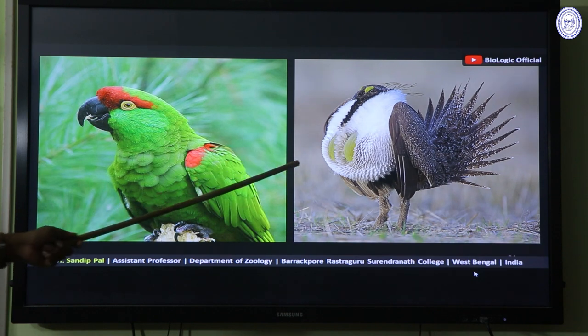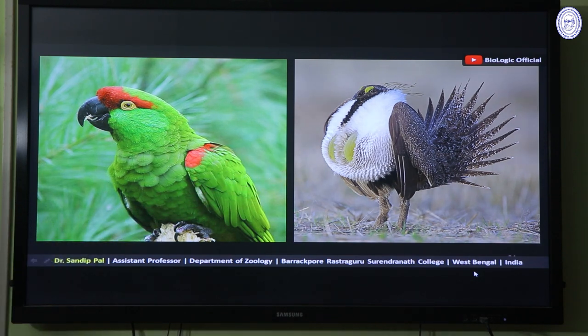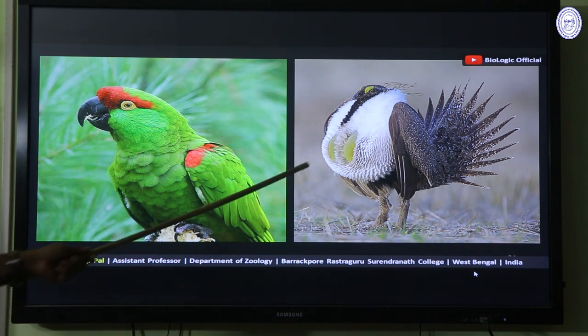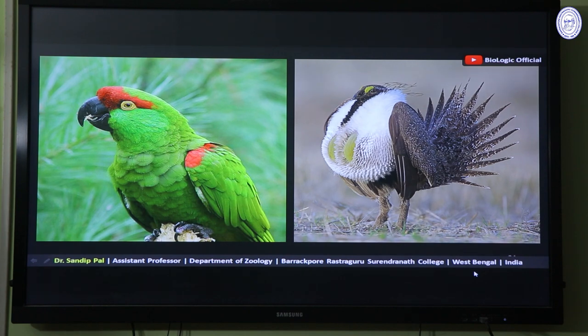That is sexual display. So they gather in certain place that is called lek, L-E-K, where males perform dances with these beautiful feathers to attract females.